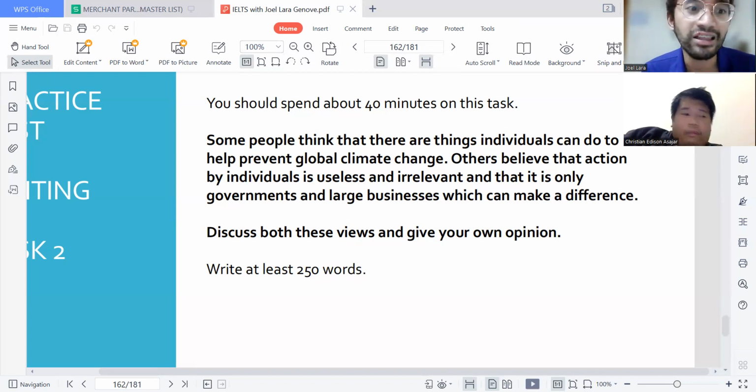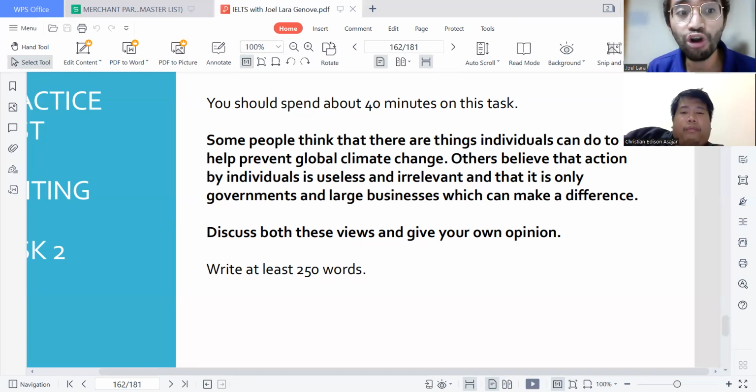Your Jollibee are the individuals. Create a paragraph that describes your individuals. Create a paragraph that describes the government. And then at the closing, you can meet halfway, that the government and the individuals should work hand in hand to avoid global climate change. Did you get it? Yes, sir. All right, now question.